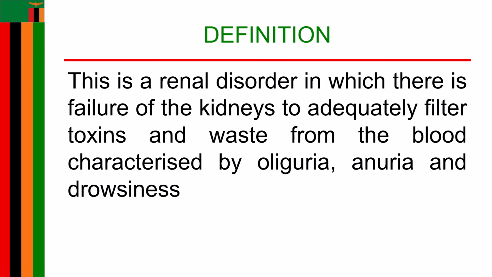And once you mention the system where it is coming from, the next thing in your definition, mention what is happening to the structure involved. If that condition has a specific cause, in your definition you also need to mention the cause. Apart from that, in your definition, at least mention 2 or 3 characteristics. So in this particular case, we are saying renal failure is a disorder affecting the renal system. It is where there is failure of the kidneys to adequately filter toxins and waste from the blood.